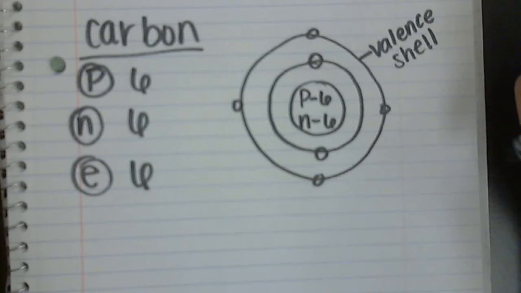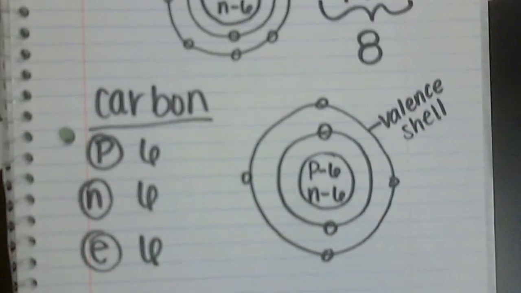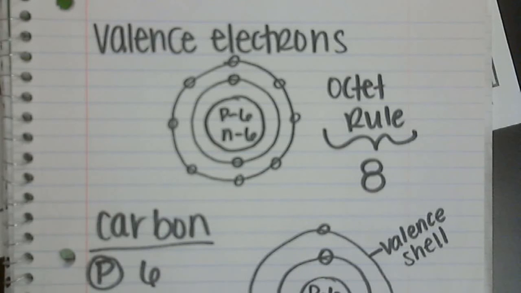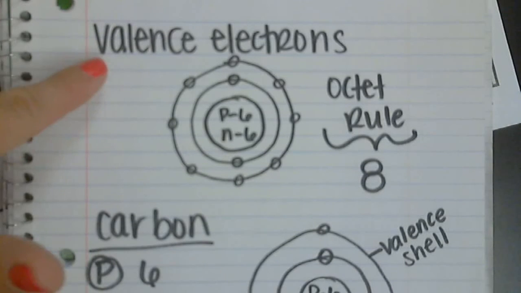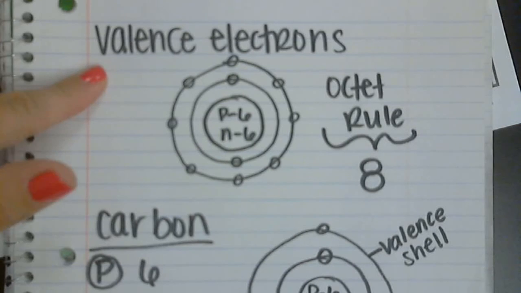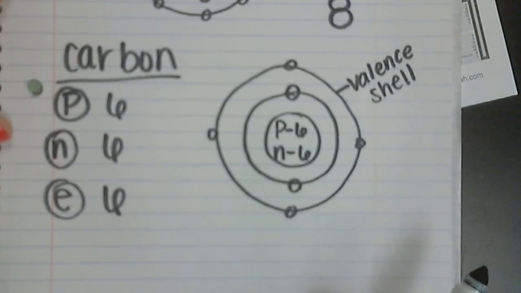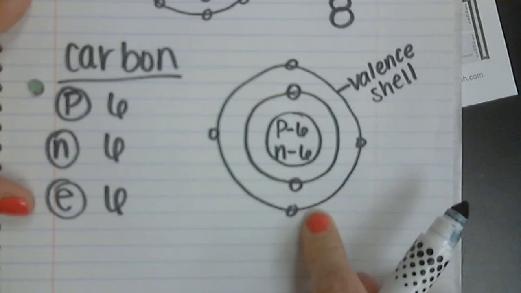These electrons found in the valence shell, these valence electrons, are the ones that are going to be used for bonding. So when I bond carbon to oxygen or hydrogen or nitrogen or phosphorus, it's going to bond with the use of these valence electrons. We see from our drawing here that carbon has 4 valence electrons.